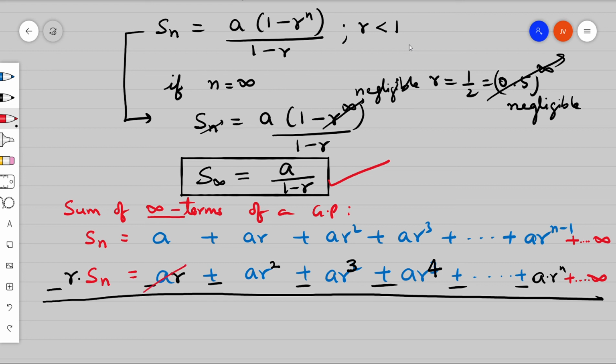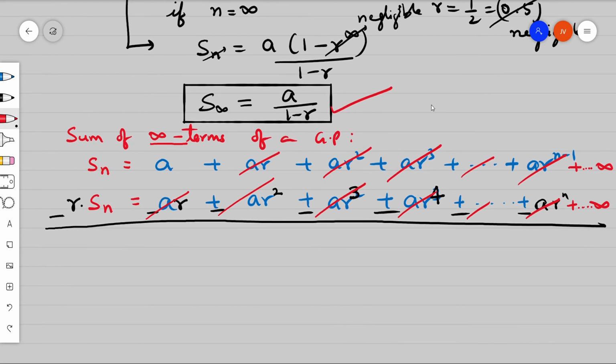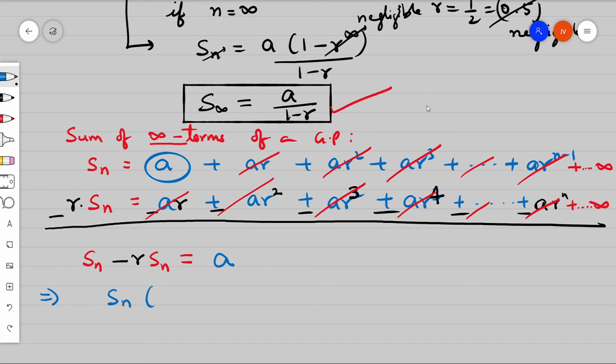Now watch, minus ar plus ar cancels, minus ar square plus ar square, minus ar cube plus ar cube, like this. So we have plenty of cancellation, and you can make out that the cancellation proceeds and almost every term until the end cancels off. As a result, on the left side we have the sum of n terms minus r times the sum of n terms, which is equal to, on the right side, only the first term, that is a. Let us take the highest common factor on the left side. We have Sn times 1 minus r in the bracket, which is a. So ultimately, the sum is a divided by 1 minus r.